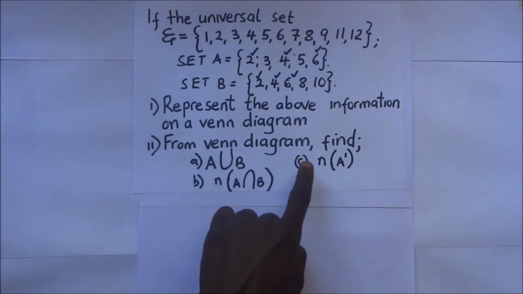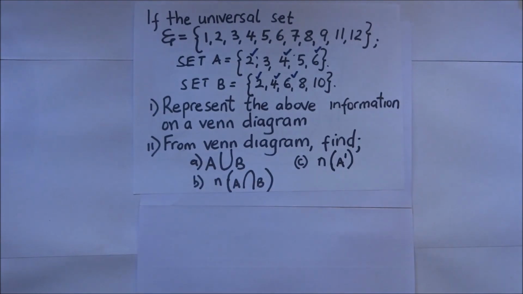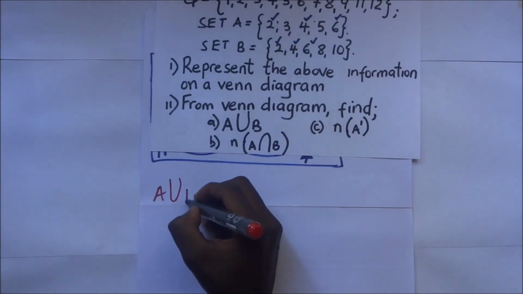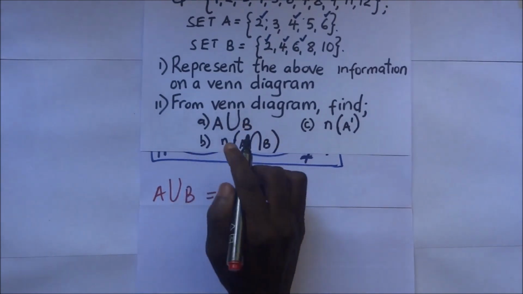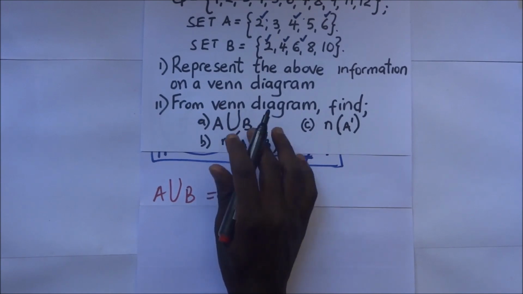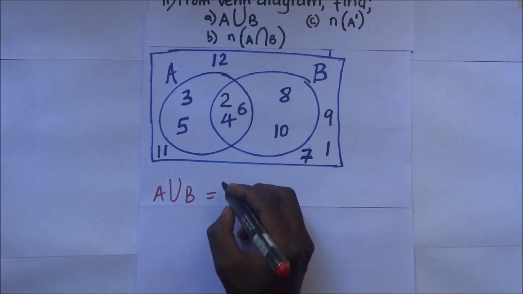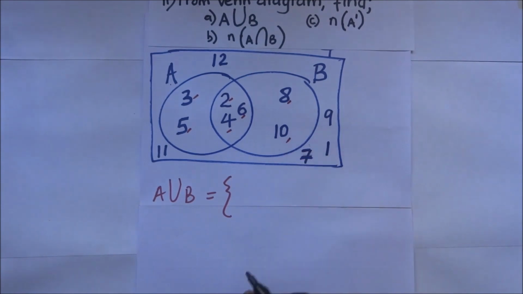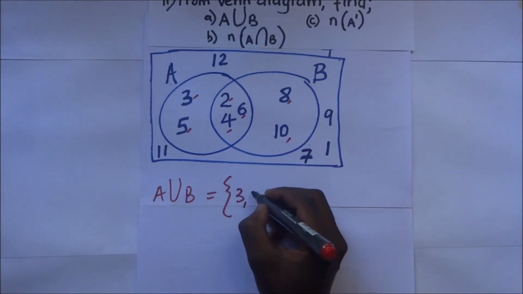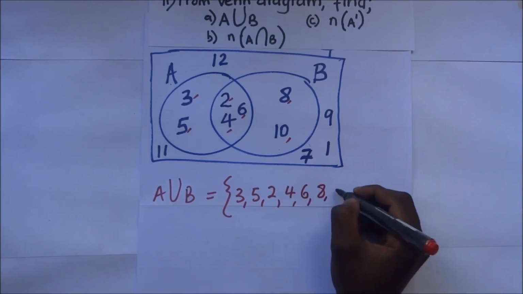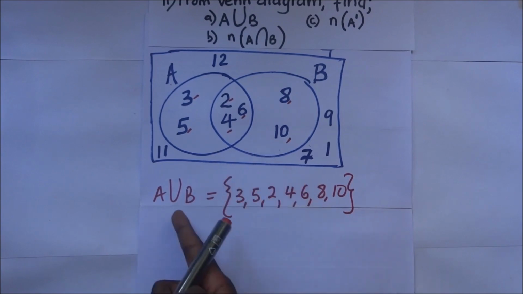Roman 2 is telling us, from the Venn diagram, find part A union B. This is how we represent it. So A union B, union means all members in the union set, all members that are joining A and B. So A union B is this, that, and that. So A union B is 3, 5, 2, 4, 6, 8, and 10. So those are members in A union B.